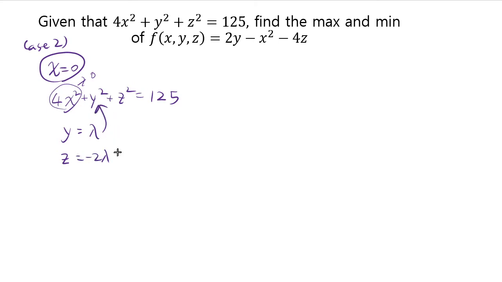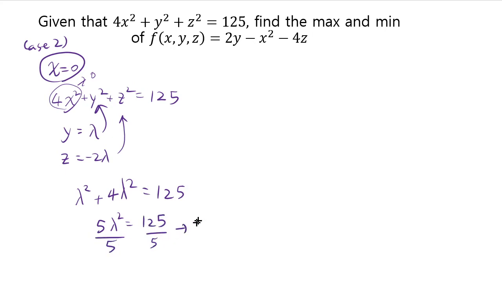We can plug these in, and what we get is lambda squared plus negative 2 lambda squared, where negative will become positive, and negative 2 squared will be 4. And then you get lambda squared equals 125. 1 plus 4, that's 5, so you get 5 lambda squared equals 125, divided by 5, which gives you lambda squared equals 25, which gives you lambda equals plus or minus 5.